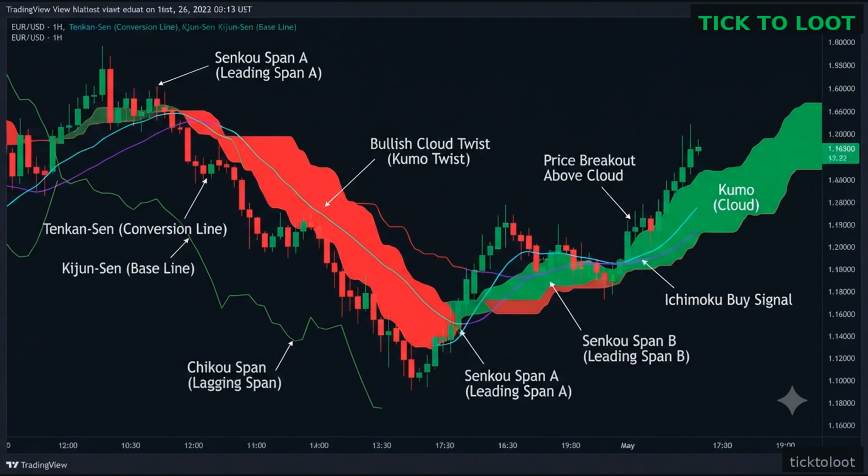As you can see, the price is above the cloud, indicating a bullish trend. The Tenkan/Kijun cross is also bullish, confirming the trend direction. The Chikou-span is above the cloud, further confirming the bullish trend. By using the Ichimoku Cloud, you can get a comprehensive view of the market and make more informed trading decisions.